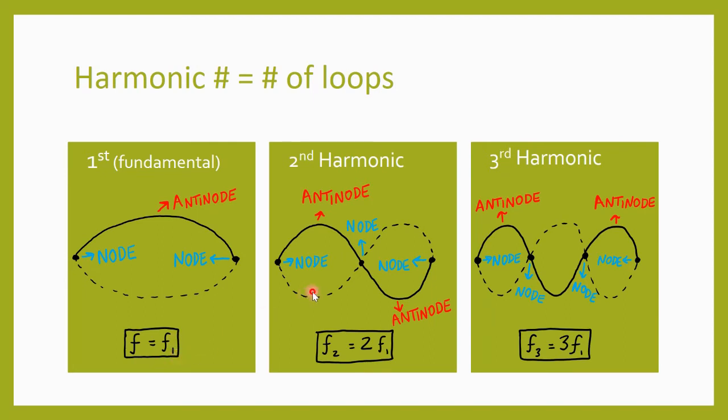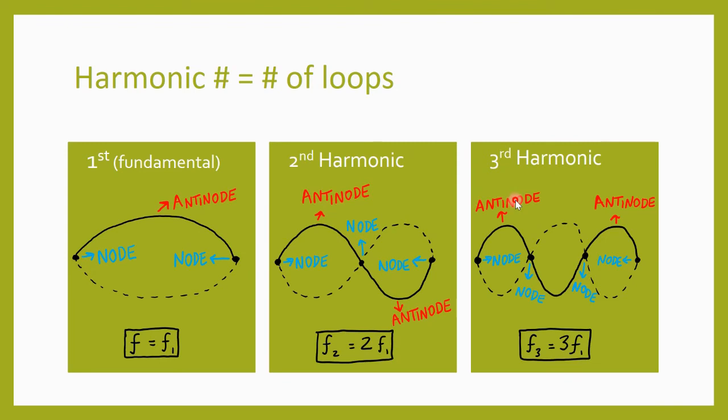Our second harmonic, so we have two loops or two antinodes, and now we have three nodes. We still have the ends, but now there's a node in the middle here. So if this were a string that was vibrating, I could take my finger and pinch the string right there, and it should not be moving. So we would call this F sub 2, and that is equal to 2 times the fundamental frequency. So two antinodes or two loops for the second harmonic.